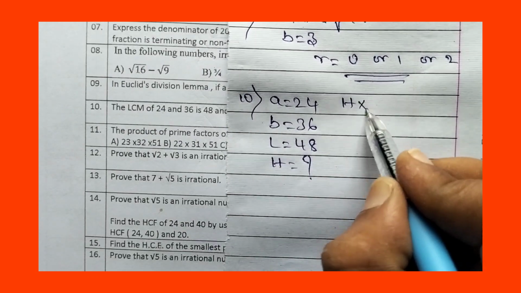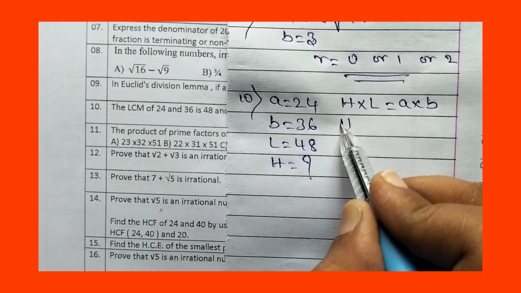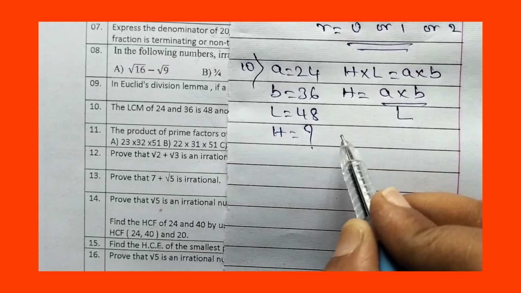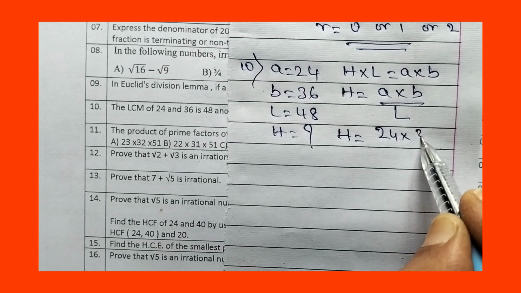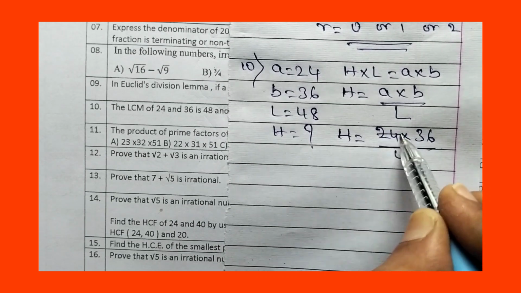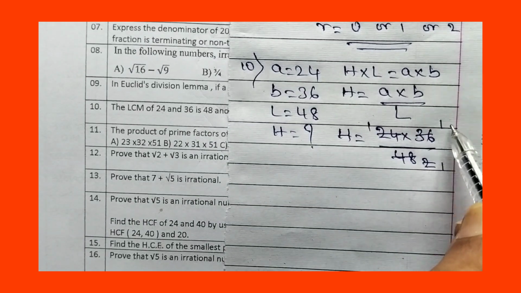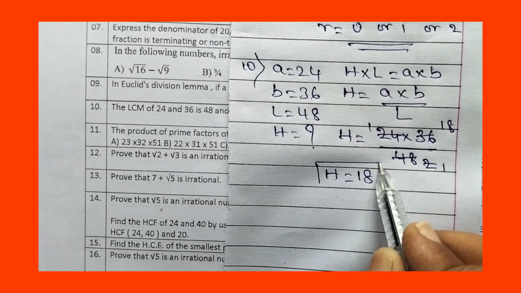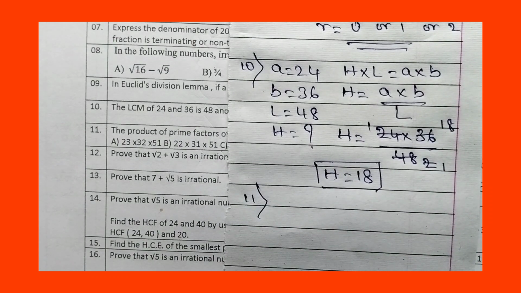So H into L is equal to A into B. So H is equal to A into B divided by L. So HCF is equal to A, that is 24, into B, that is 36, divided by L, that is 48. So 24 ones are 24, twos are 2 ones are 2, 18. So HCF is equal to 18. So 18 is the HCF. So this is the answer for the 10th question.